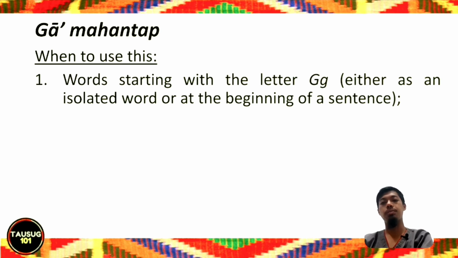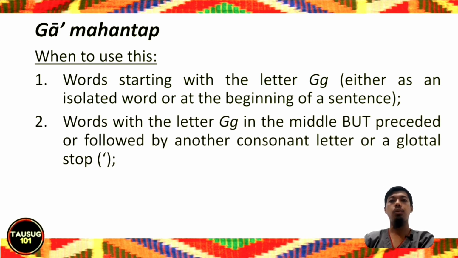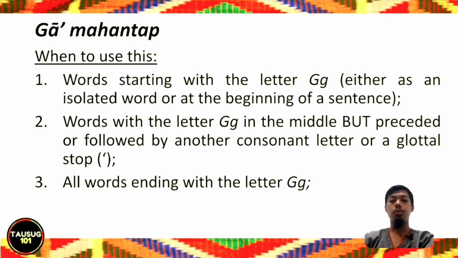Same with letter Ba. We use Gā Mahantap with words starting with the letter Gā, either as an isolated word or at the beginning of the sentence. We also use the Gā Mahantap sound with words with the letter Gā in the middle but preceded or followed by another consonant letter or a glottal stop, again represented by an apostrophe here. And lastly, all words ending with letter Gā.